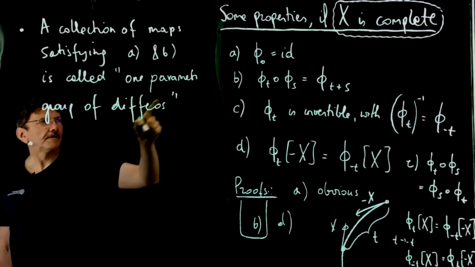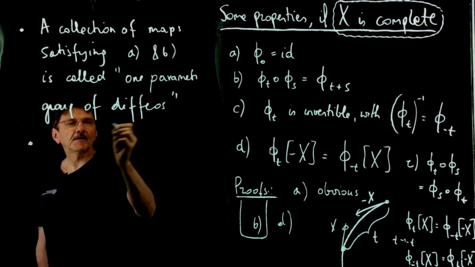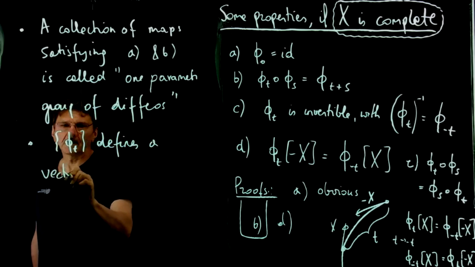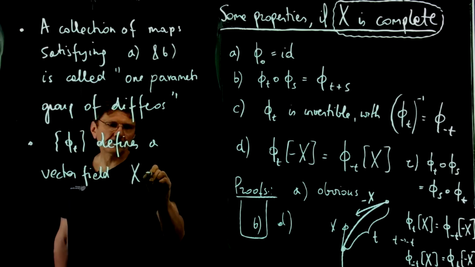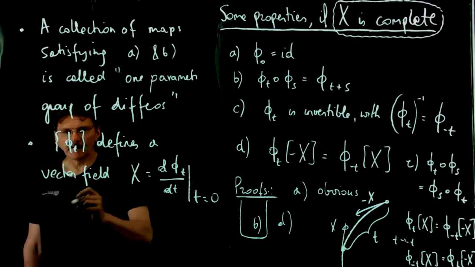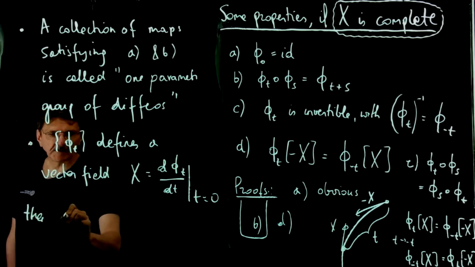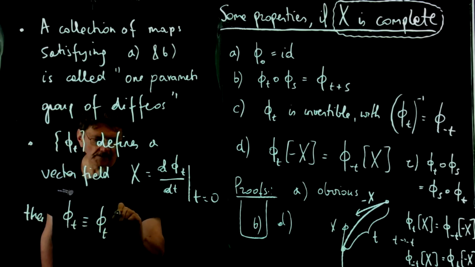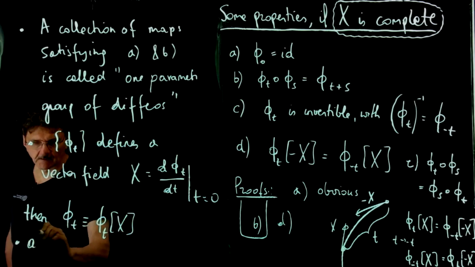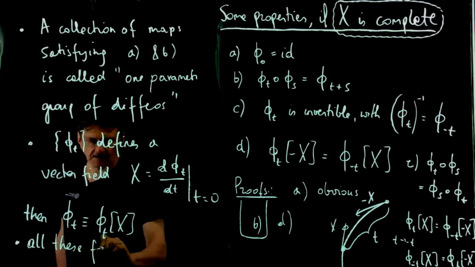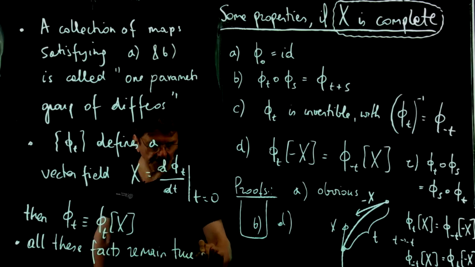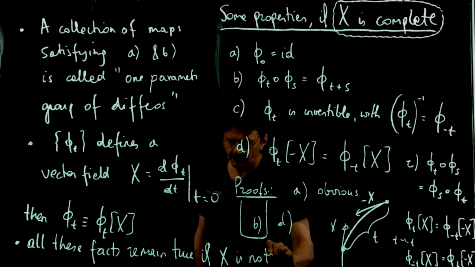Now, such a group defines a vector field. So this collection phi t defines a vector field in an obvious way. X is d phi t over dt at t equals 0. And then this family phi t is actually the same as the family generated by this vector field. And finally, all these facts remain true locally. I'm not going to write a formal statement, so one has to be a little careful, but if X is not complete, it is true locally.